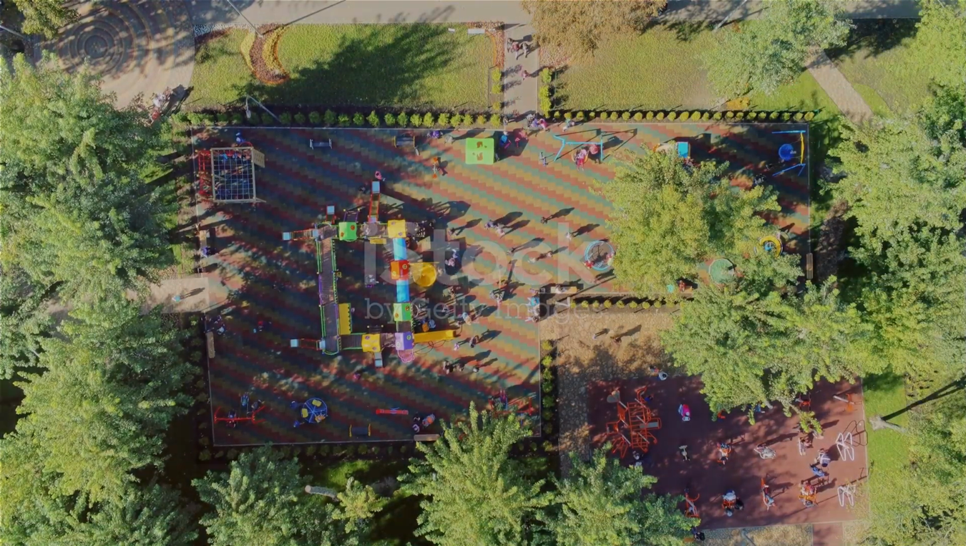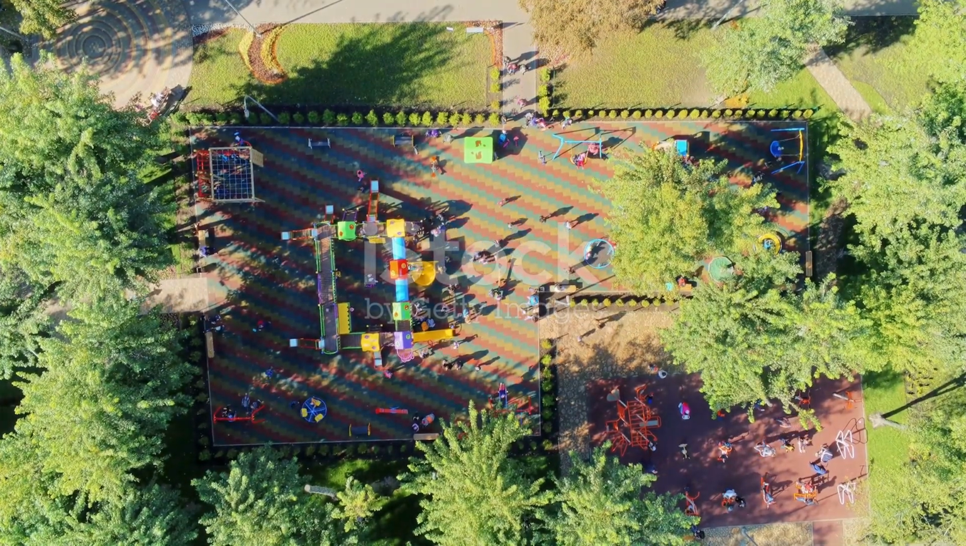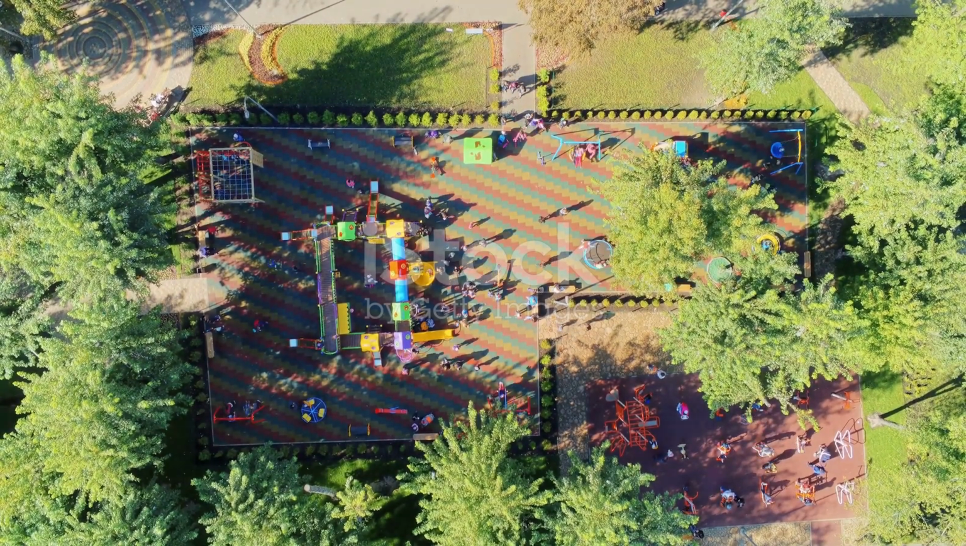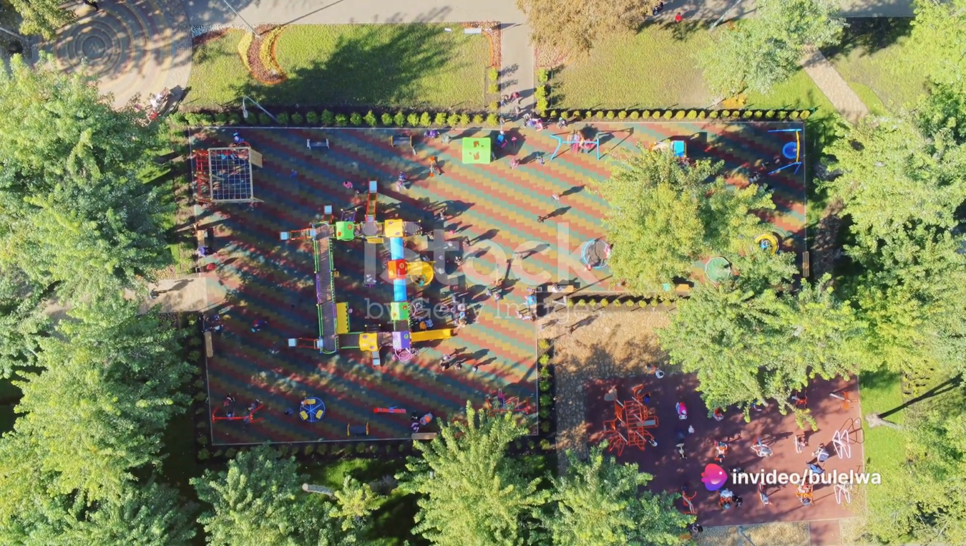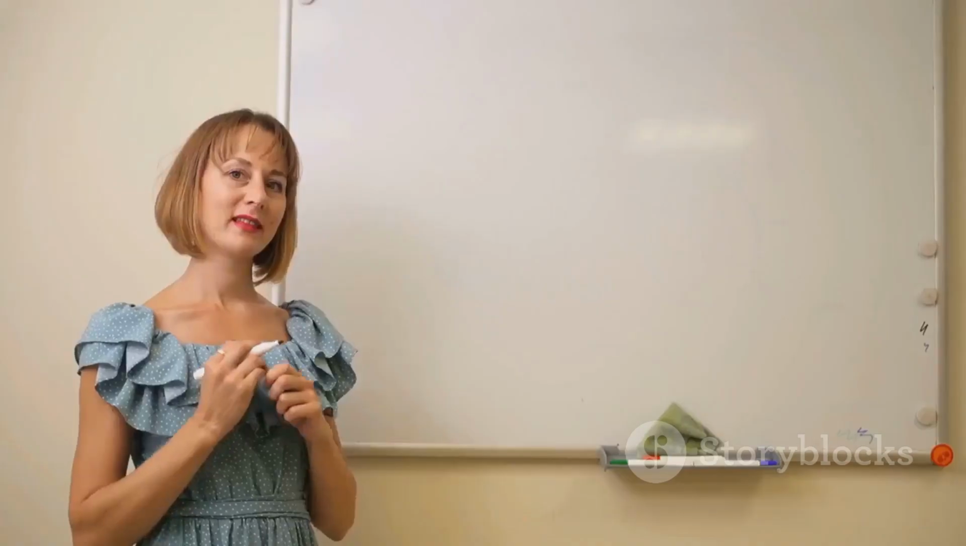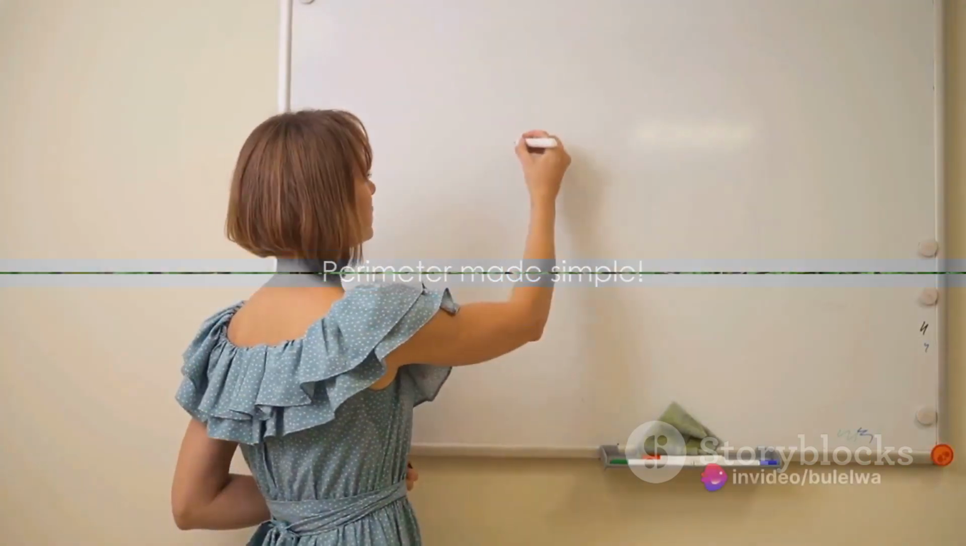Perimeter is a fancy word that simply means the distance around a shape. Imagine walking around the edge of a park. The total distance you've covered is the perimeter of the park. If it's a square park, and each side is the same length, then you just have to multiply the length of one side by 4. If it's a rectangle, you add the lengths of all 4 sides. See? It's not that complicated.